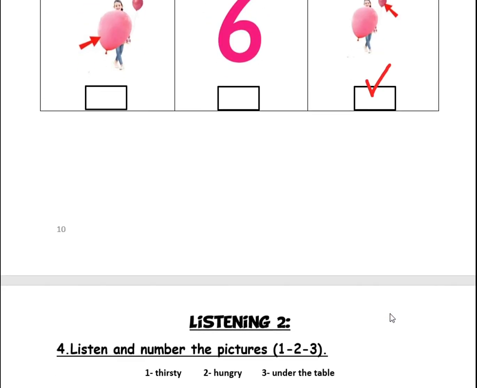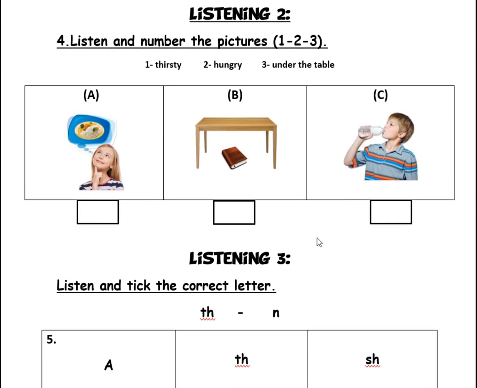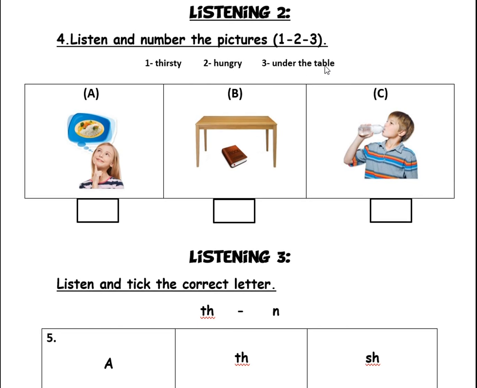Now the second activity, it is the same. You have to number each picture according to what you hear first. Okay, number 1, thirsty. This is number 1, thirsty. Number 2, hungry. So this is hungry. Now number 3, under the table. So as you can see, the book is under the table.